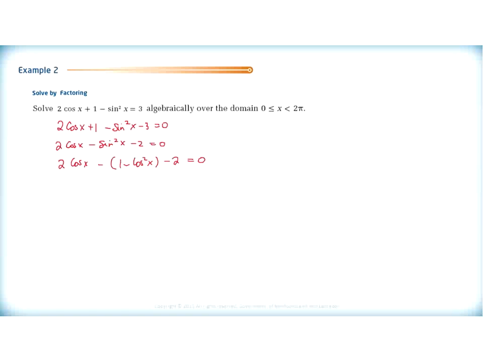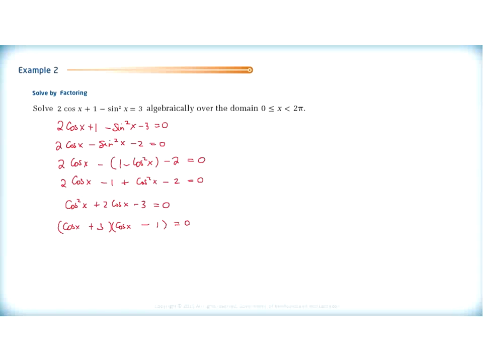But obviously, I think the most obvious thing to do here is to replace sine squared with 1 minus cosine squared. And when I do that, I've at least created an equation now with 1 trig function, which is cosine. Let's see what I get when I do that. I get 2 cosine x, subtract 1, plus cosine squared x, subtract 2 equals 0. Now if we simplify, I get cosine squared x, plus 2 cosine x, subtract 3 equals 0. You should now recognize this as a quadratic equation that is factorable, hopefully factorable.